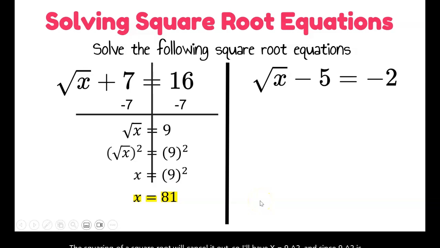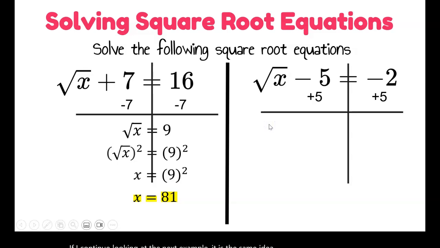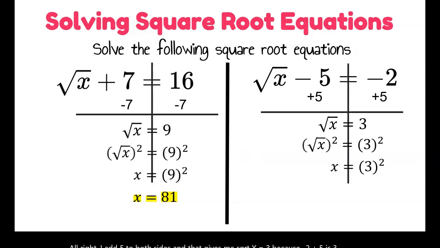If I continue, looking at the next example, it is the same idea. All right, I add 5 to both sides, and that gives me square root of x equals 3, because negative 2 plus 5 is 3. Then I want to get rid of the square root, so I square both sides, and that gets rid of the square root, so I just have a plain x. X equals 3 squared, and since 3 squared is 3 times 3, x equals 9.